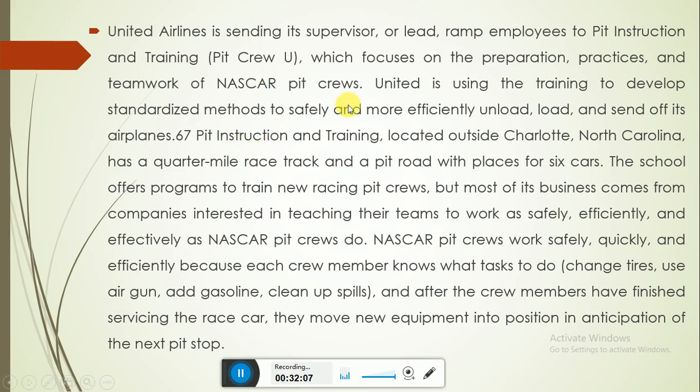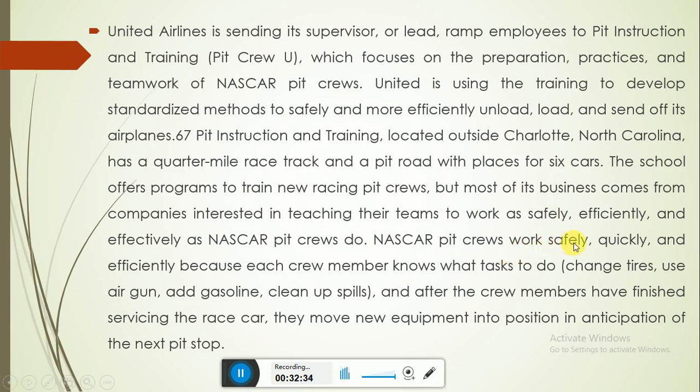This is a type of training facility that companies need to provide for their employees. Pit Instruction is a training company located outside North Carolina. It has a quarter-mile racetrack and a pit road with a place for 6 cars. The school offers programs to train new racing pit crews, but most of its business comes from companies interested in teaching their teams to work as safely, efficiently, and effectively as NASCAR pit crews do.